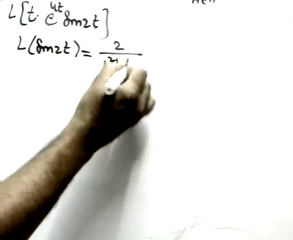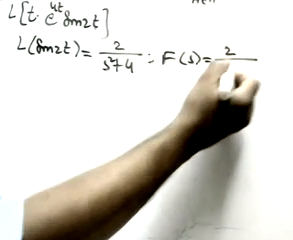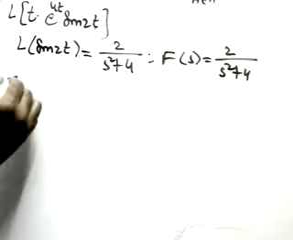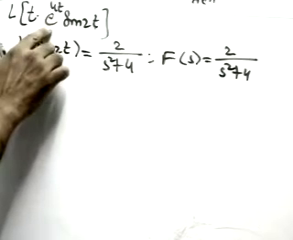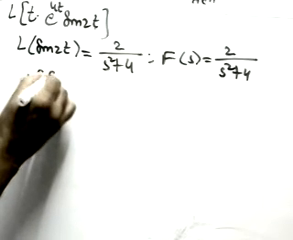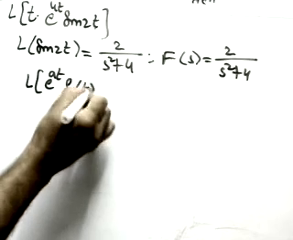Laplace of sine at is a by s square plus a square. 2 square is 4. Let me denote this with capital F of s equals 2 by s square plus 4. First step. Now for the second step, we have to use the Laplace method of first principle. What is the first principle? Laplace of e power at f of t. This is the first principle.